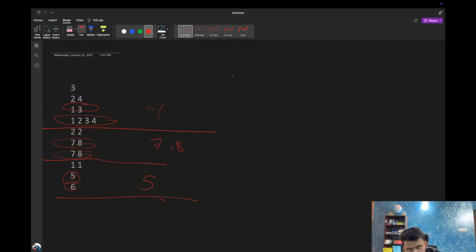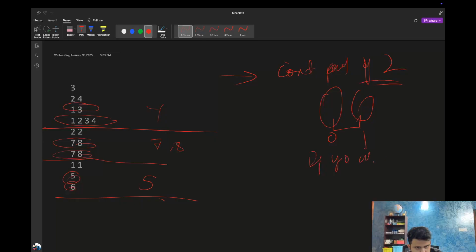So one count parity of 2. So 0, 1. You have a diff, at least 1 in both, then you have a case.